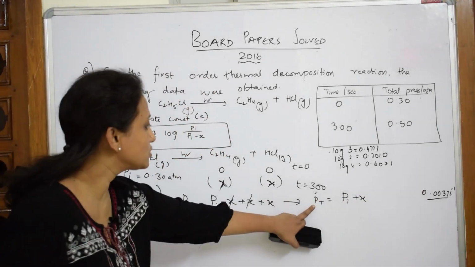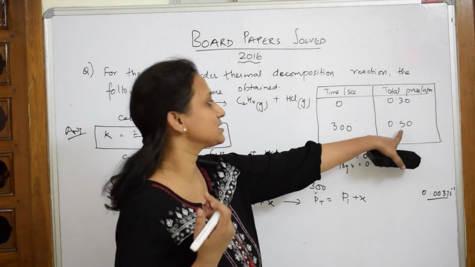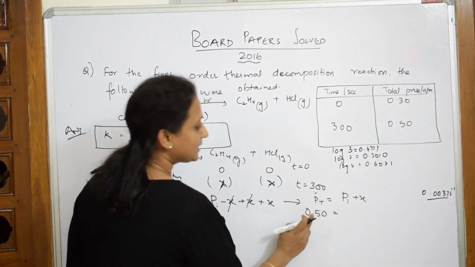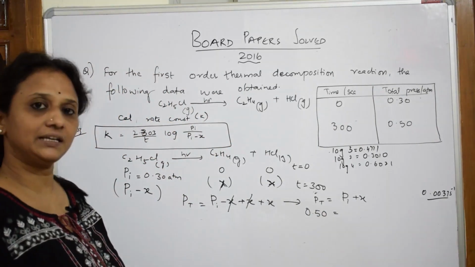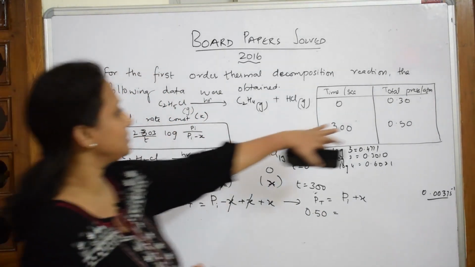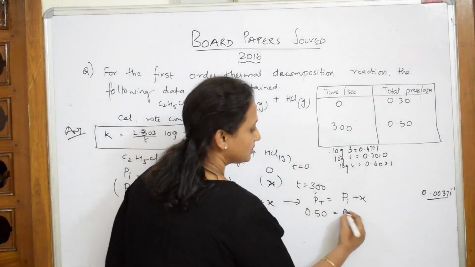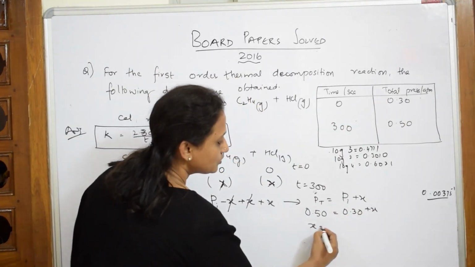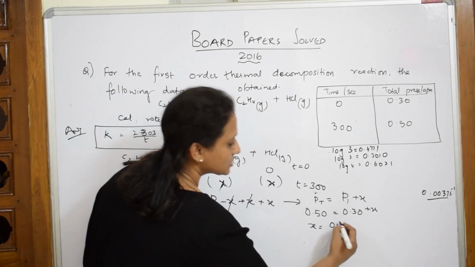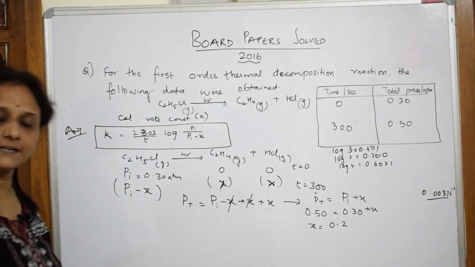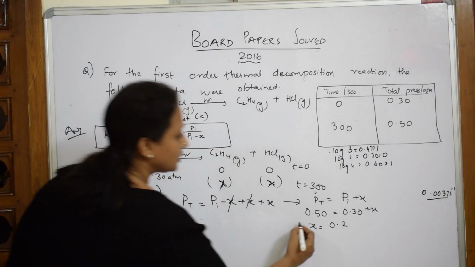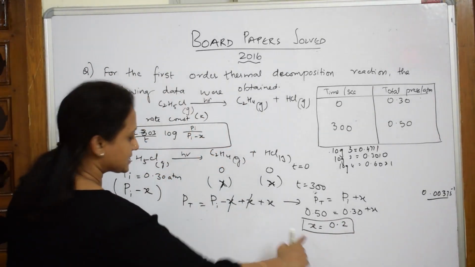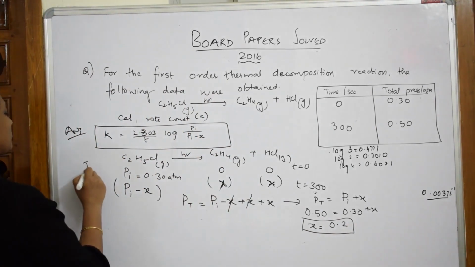Now what is P total given to us? P total given to us is 0.50. What is Pi given to us? Initial Pi is given as 0.30, plus X. Now X is equal to, when this goes to the other side, 0.2. Yes, now I have got the X value. Let me label this as step 1.